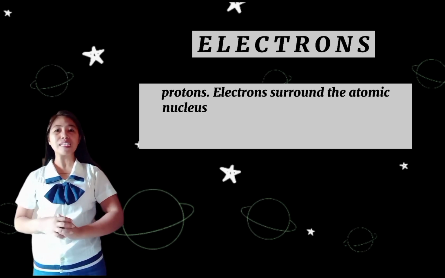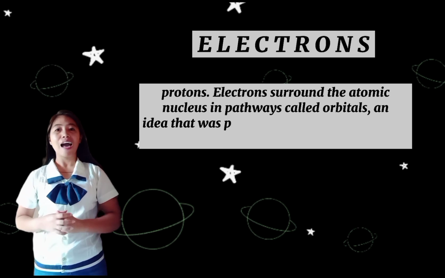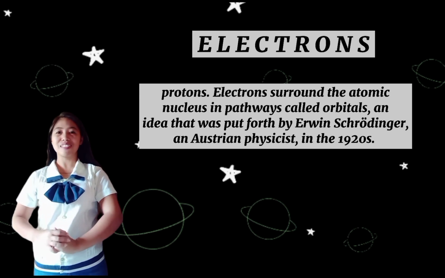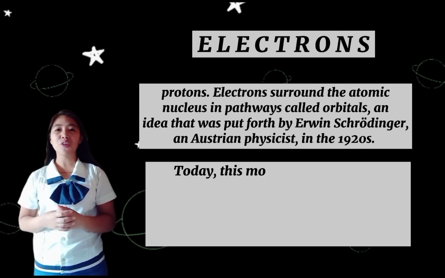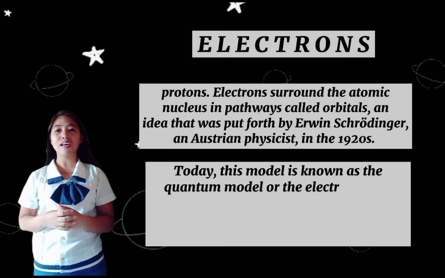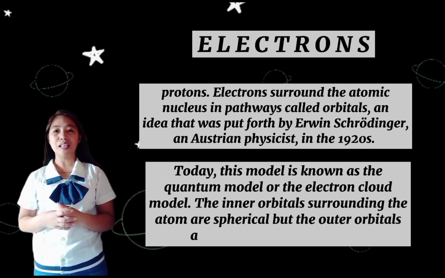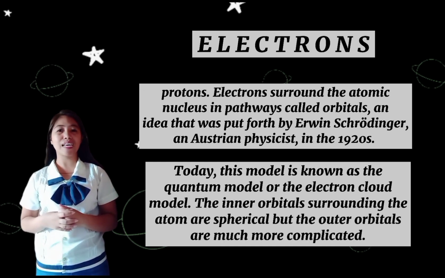Electrons surround the atomic nucleus in pathways called orbitals, an idea that was put forth by Erwin Schrödinger, an Austrian physicist, in the 1920s. Today, this model is known as the quantum model or the electron cloud model. The inner orbitals surrounding the atom are spherical, but the outer orbitals are much more complicated. And that is what makes up an atom, which in turn makes up our world and the whole universe. A fact that is often taken for granted by many. And the more we understand the world, the more we appreciate how it works.